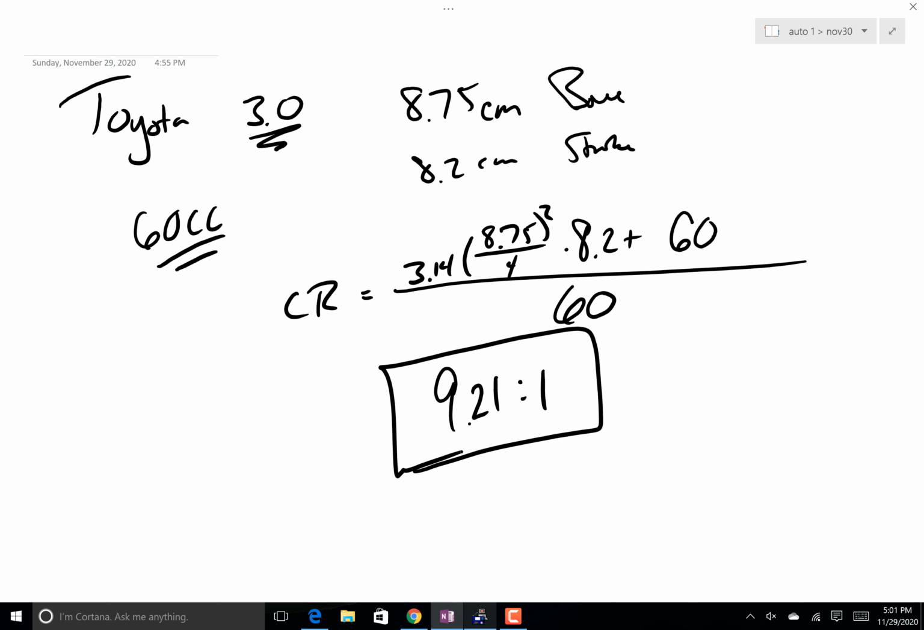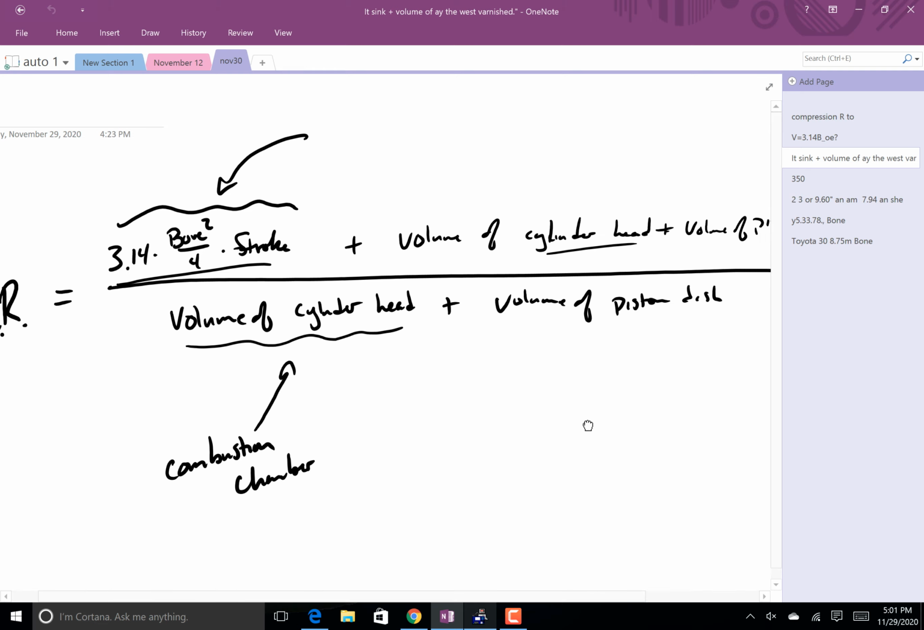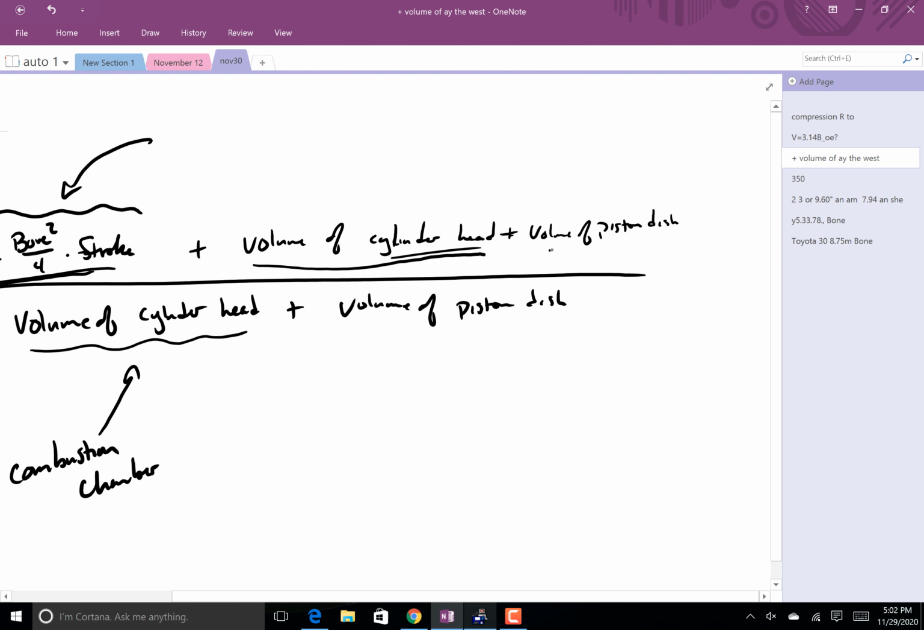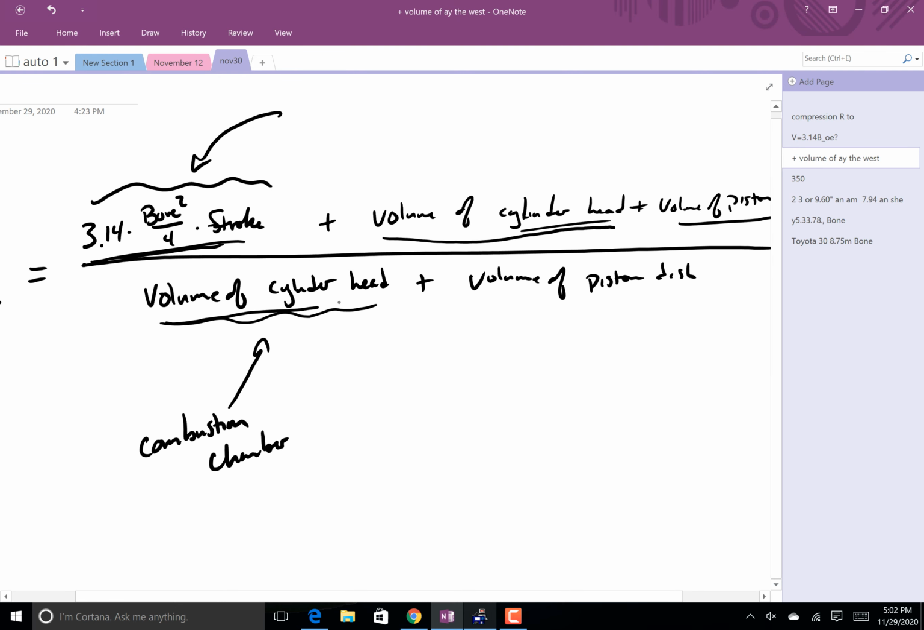Okay. So again, I want you to jot this down somewhere. It's going to be pi. This is the volume of the cylinder. The volume of the cylinder head, which is the combustion chamber. Volume of the piston dish, if it has one, divided by the volume of the cylinder head or the combustion chamber, plus this guy.